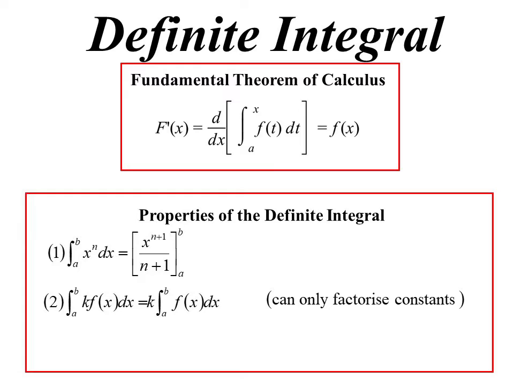Factorising. This is where it's a little bit different. You can only factorise constants out of an integral sign, because remember, you're going to integrate with respect to a pronumeral. If you pull that pronumeral out of the integral, you haven't integrated, so it needs to stay in there. The only thing you ever factorise out of an integral is a constant number. You can do that, that's fine.